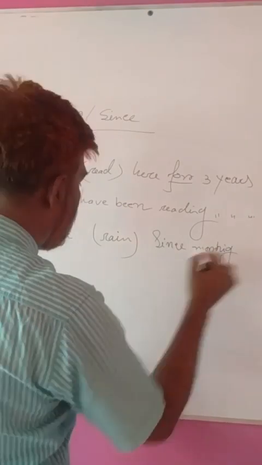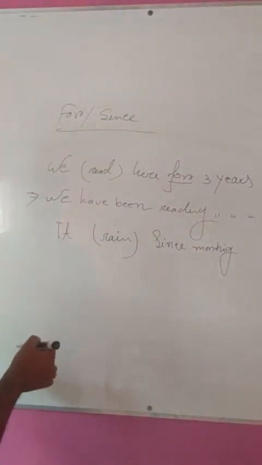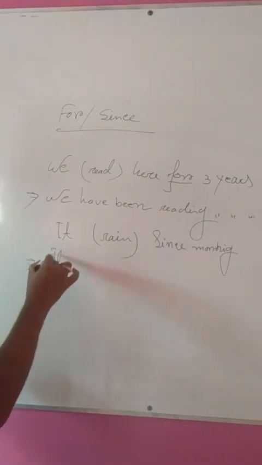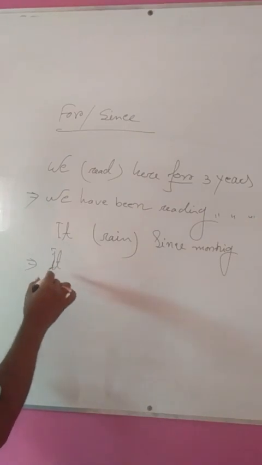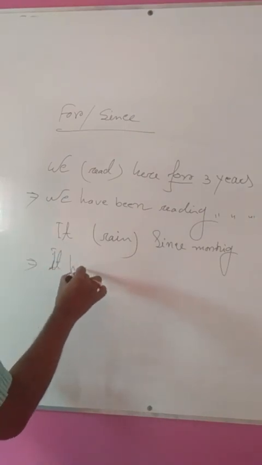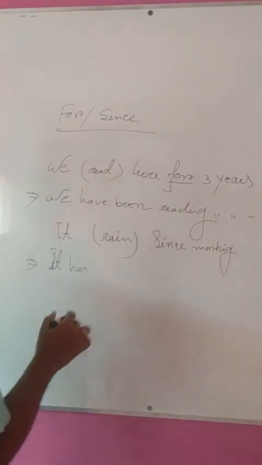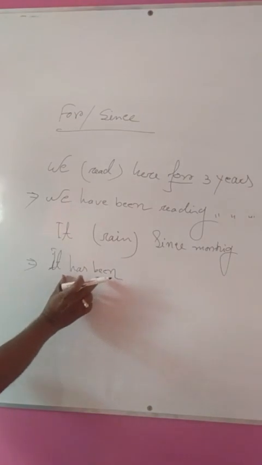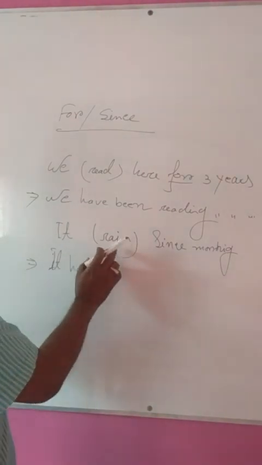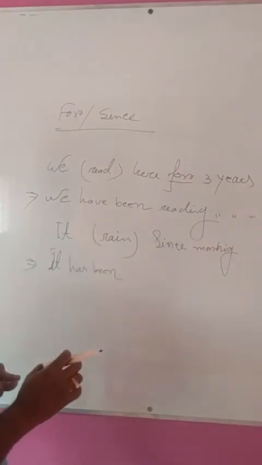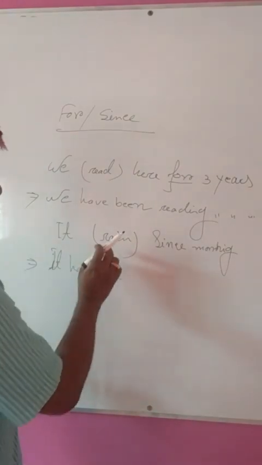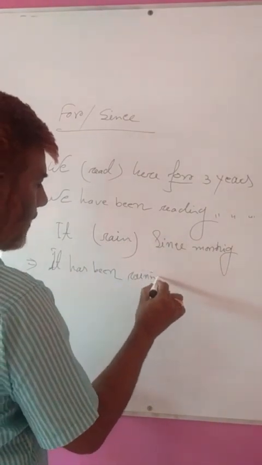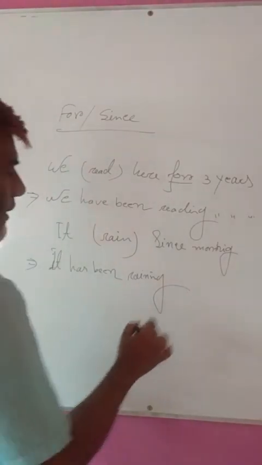It rained since morning. How can we solve this problem? It is easy. It is the subject, and we have to use have been or has been. For it, we have to use has been because it is third person singular. So normally according to the rules we have to use ing with the rain. Rain is the main verb, so I have to add ing with rain. So rain is raining. It has been raining since morning.